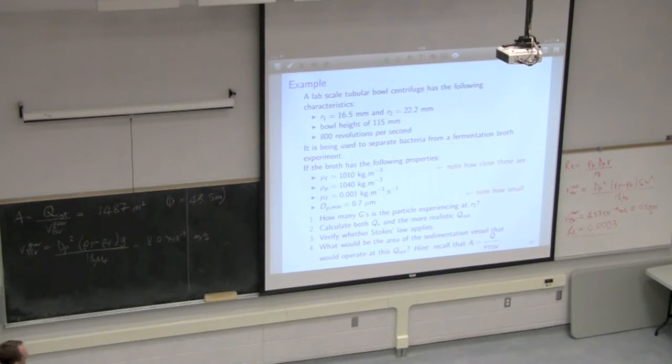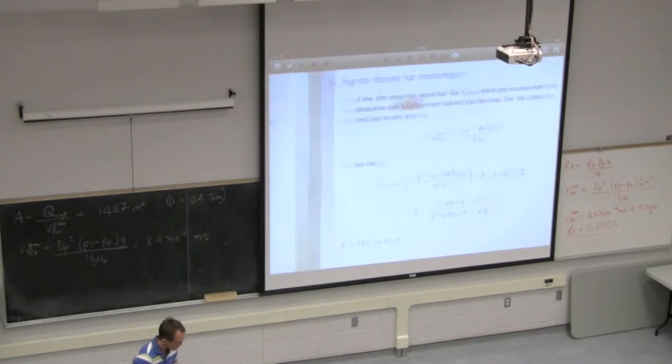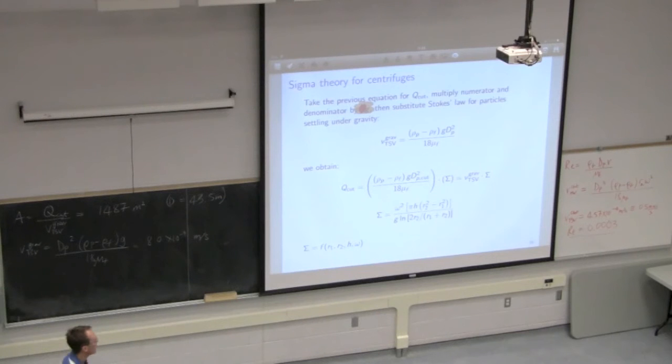Okay, what I'd like to consider next is some of the theory behind centrifuges and how we can transfer our results from one centrifuge to another. Here's a very interesting approach, called the sigma theory for centrifuges. By taking those formulas that we had earlier for Q cuts, if you multiply the numerator and the denominator by g, not 2g, just a single g, and then use that relationship for Stokes' law, you'll find that the equation simplifies.